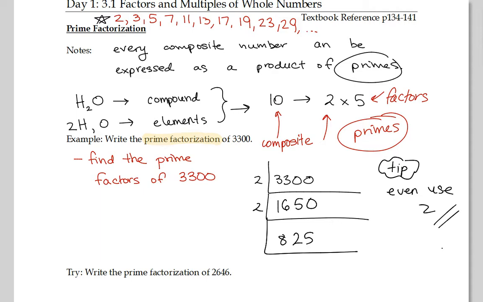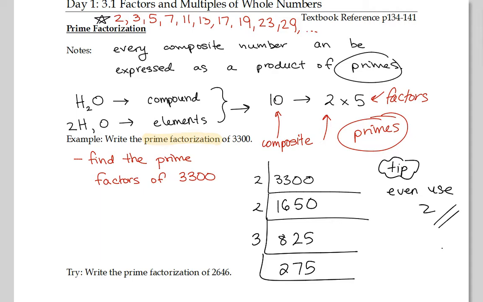Does 825 divide by 3? Does it? How do I know? When I do the division, I don't want any decimals. We have to divide perfectly. So it does divide by 3. 825 divided by 3 is 275. Keep trying 3. See if it works again. It does not work. What's the next number on the list?